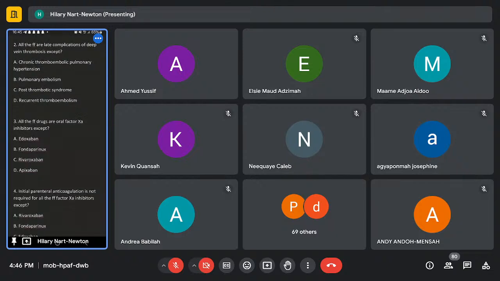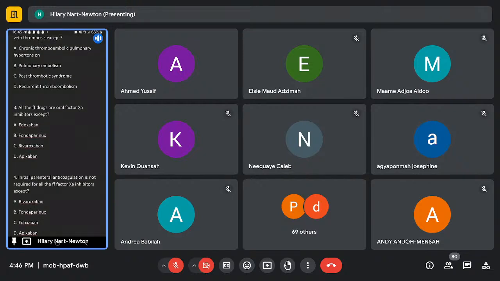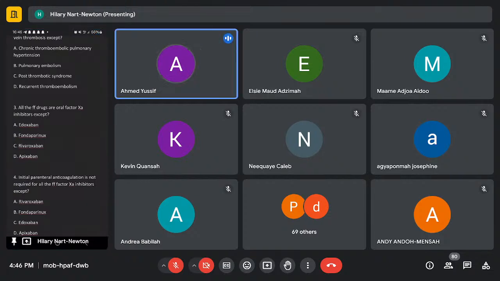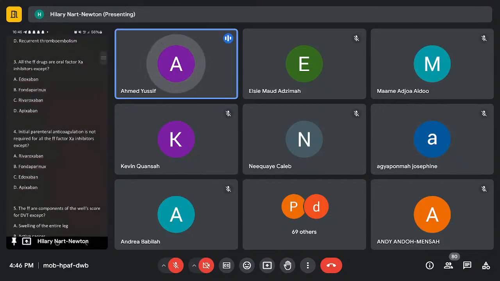Number 3, all the following are oral factor 10A inhibitors except A. Edoxaban, B. Fondaparinux, C. Rivaroxaban, D. Apixaban. Fondaparinux. Yeah, so fondaparinux, though it is a factor 10A inhibitor, is an injectable preparation. The rest are oral.